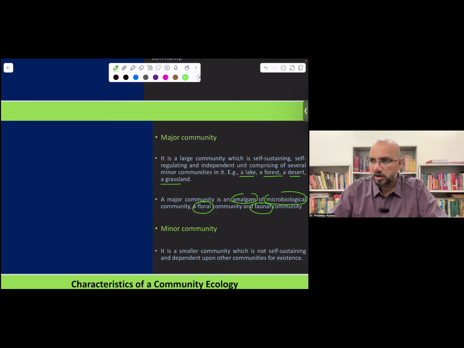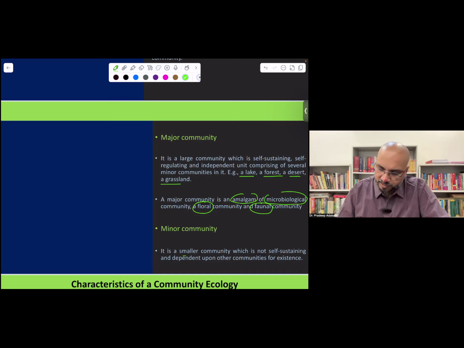All the animals and plants living in a pond, or all the animals, plants, and microbes living in a forest, this is a major community. Now, when we say minor community, if you take only plants, that is a minor community. Only the plant community. Among plants you may have different species, some herbs, shrubs, annuals, biennials, perennials. In plants you have multiple species, so this is a smaller community. If you take only animals, that is a smaller community. If you take only microbes, that is a smaller community.